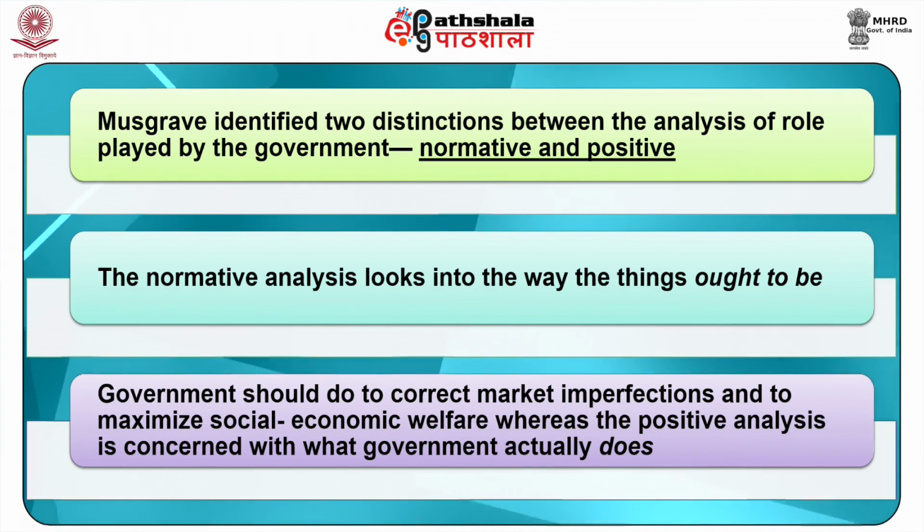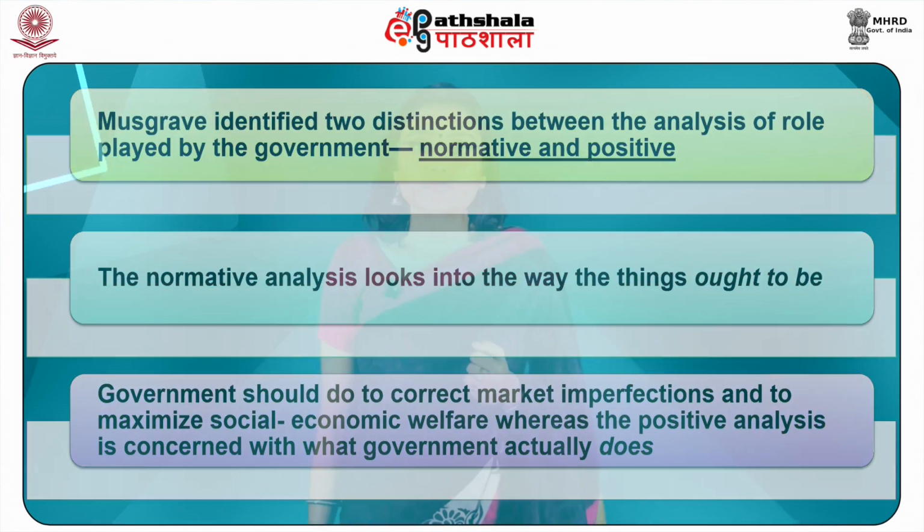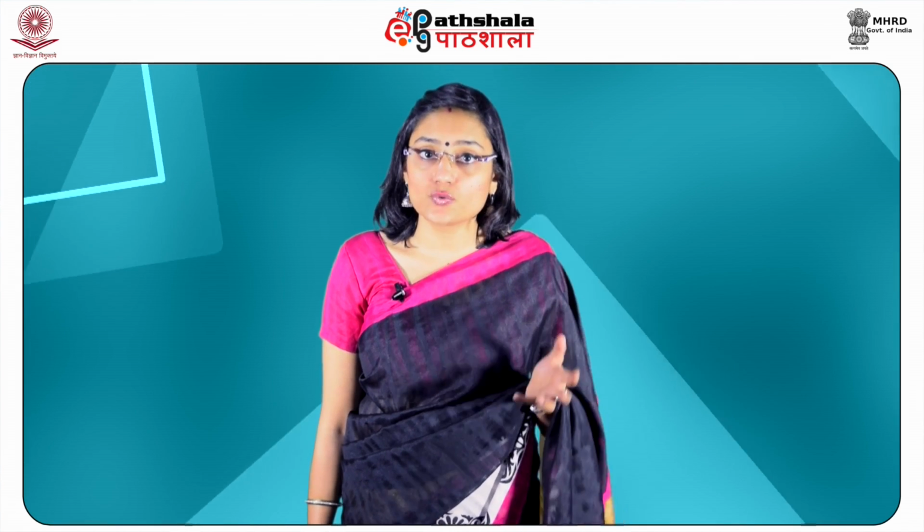Musgrave identified two distinctions between the analysis of role played by the government: normative and positive. The normative analysis looks into the way things ought to be, that is, what government should do in order to correct the market imperfections and in order to maximize social economic welfare, whereas the positive analysis is concerned with what government actually does. For example, a positive analysis of poverty data of a country reflects a 20% poverty rate. In a normative sense, however, we would be interested to know whether the poverty rate is too high.